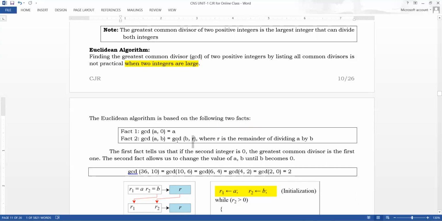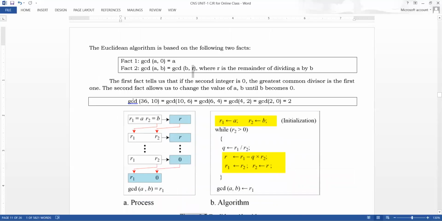the GCD of two numbers. Here a small example is given: GCD of 36 comma 10 we need to find. So that equals the second number 10, noted down here as the first number, and 36 by 10 remainder is 6, note that down here. And now GCD of 10 comma 6. So the second number 6 becomes the first one, and 10 by 6 remainder 4, so that 4 is represented here.